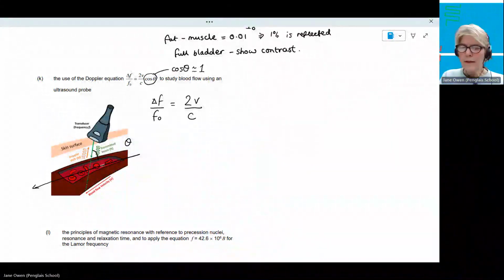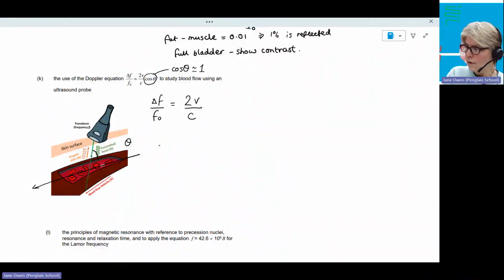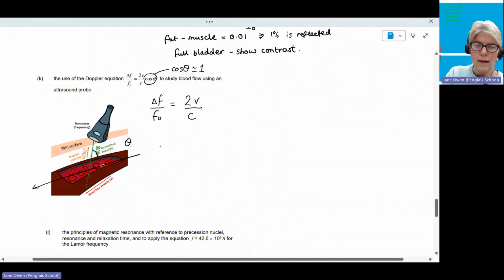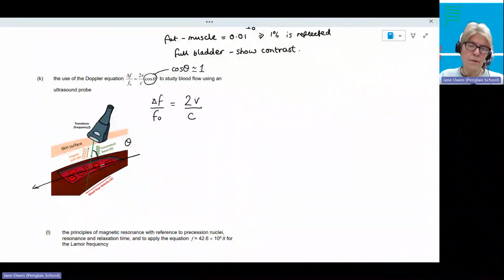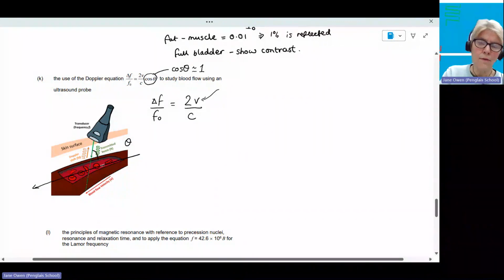Now, the advantages of using this is that, and C is the speed of the ultrasound, and V is the speed of the red blood cells.